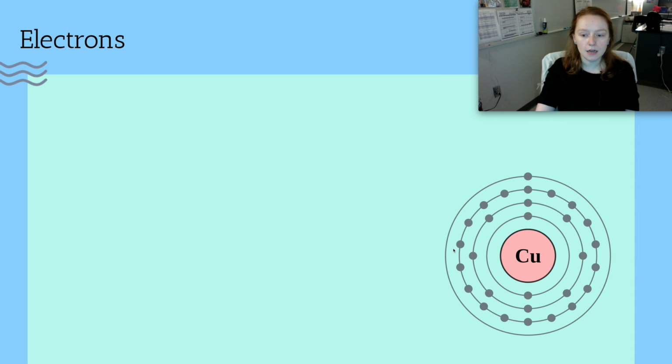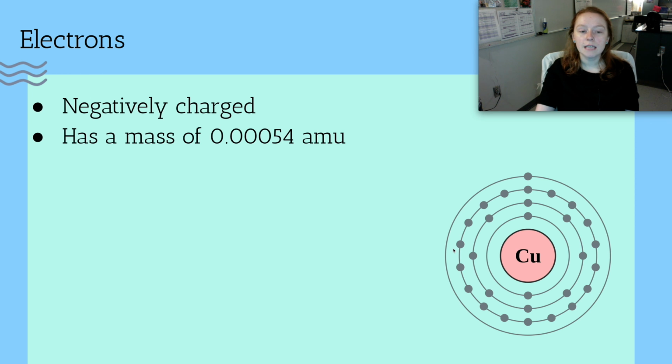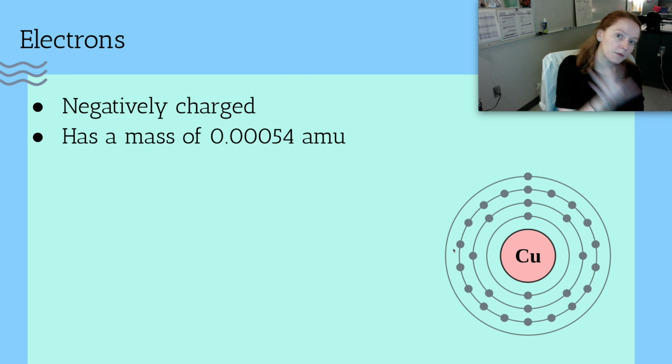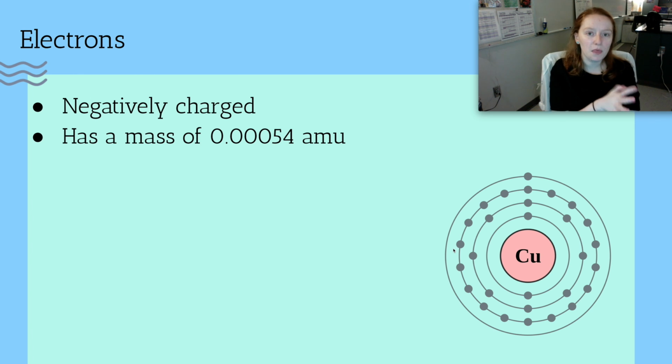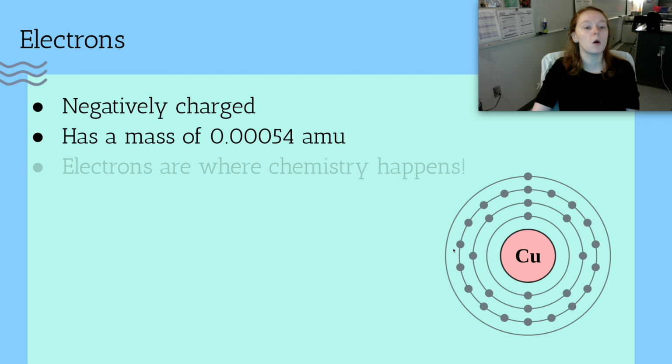Next we have your electrons. The electrons are negatively charged. They have a mass of about 0.0054 atomic mass units, which is roughly 1/2000th of a proton. So it would take 2,000 electrons to equal the mass of 1 proton. So they're very, very light, very, very small.